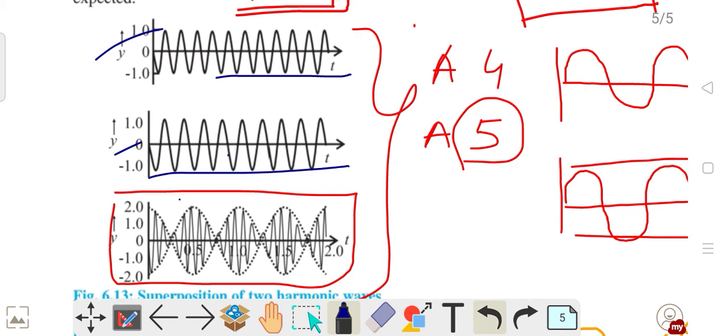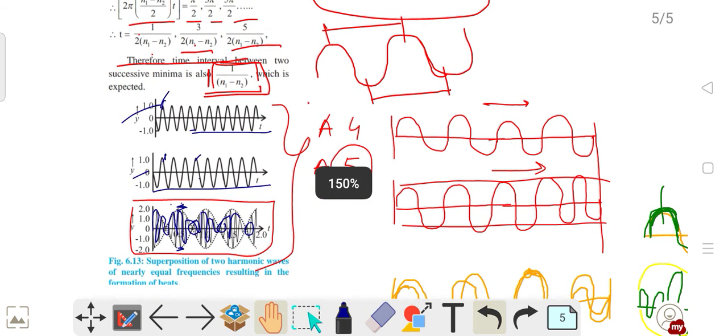A time will come when this and this, its crest and its crest matches, and that is the period of maximum. And a time will come when its crest and its trough matches, and that is the period for node formation, that is minimum. So this is how the overall beats happen. So when this is maximum I hear a high noise, and when this is minimum I don't hear noise at all. So this is what beats is all about, and this is the graphical representation of beats. I hope this is clear.